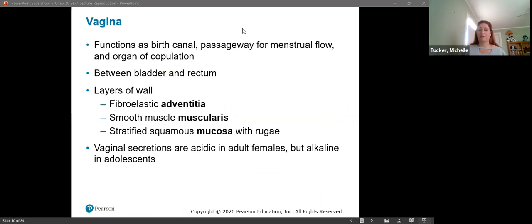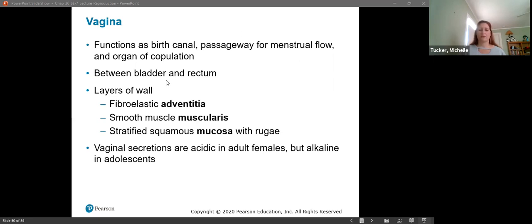So moving on, so we covered the ovaries, the uterine tubes with their fimbriae leading to the uterus. We kind of bypassed the cervix. We'll come back to that a little bit. And then leading to the vagina. So the vagina serves as the birth canal, passageway for menstrual flow, and is considered the organ of copulation. It lies between the bladder and the rectum.